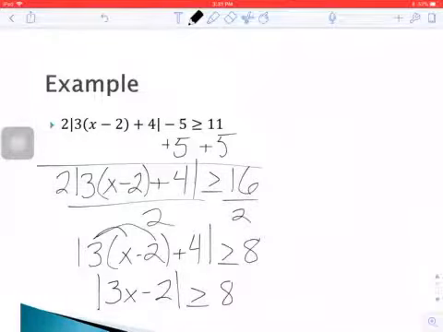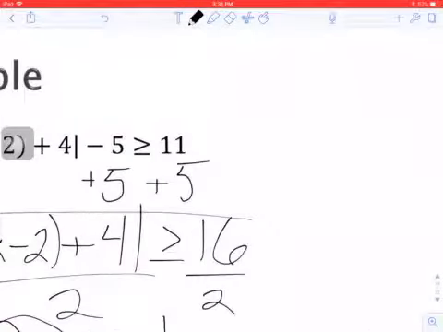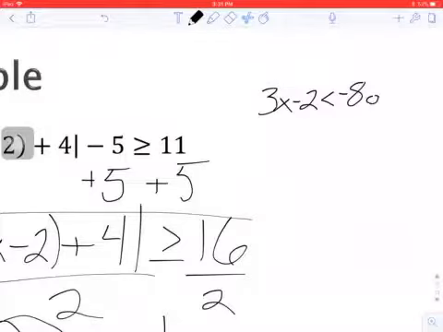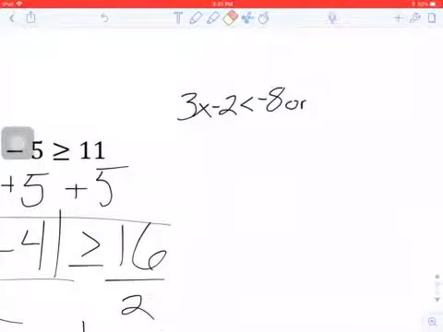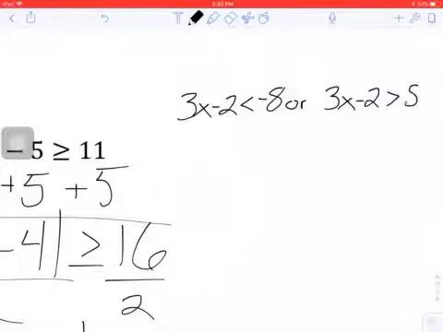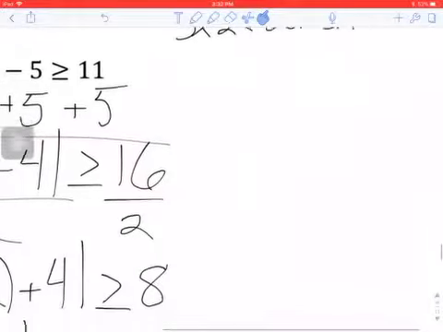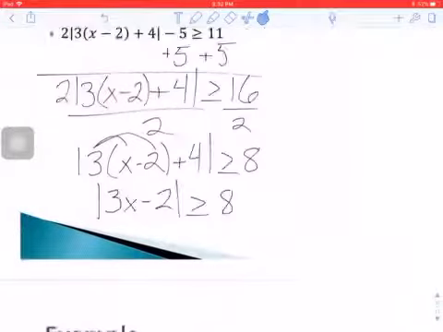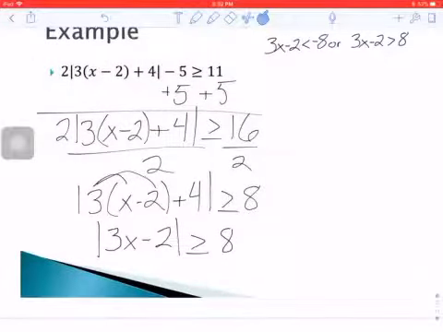Okay, now this is a greater than situation. So again, you're going to say what's inside is going to be, we have 3x minus 2. It's going to be less than the negative, or the inside, 3x minus 2 is going to be greater than the positive, and that's always what you want to deal with here. So we have 3x minus 2 is less than negative 8, and 3x minus 2 is greater than positive 8.